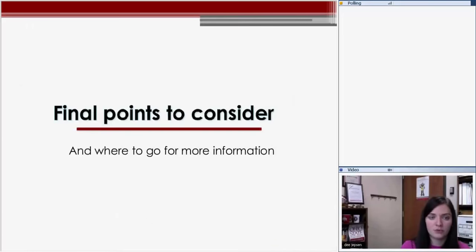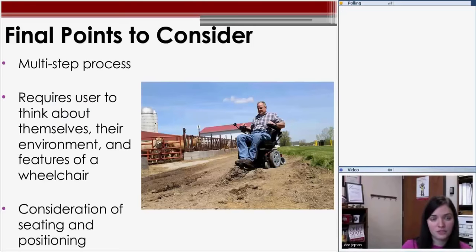And then just some final points you want to think about, and also where you can go to get a little bit more information about selecting a wheelchair for agricultural use. As you can see from this presentation, selecting a wheelchair in general, and specifically for agricultural use, is definitely a multi-step, multifaceted process. You want to make sure that you're consulting with a medical professional, whether that be a therapist or an assistive technology professional, to make sure that you're getting the proper fit for your chair and that it's going to best suit your needs both on and off the farm.